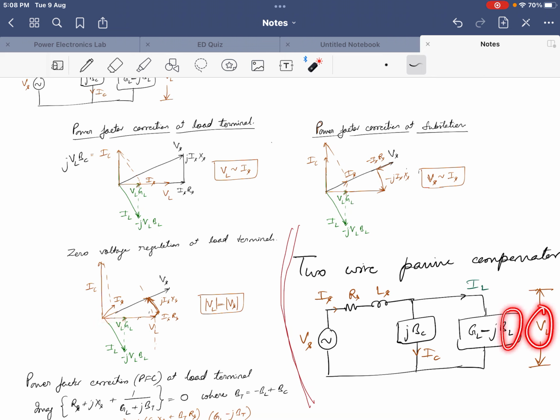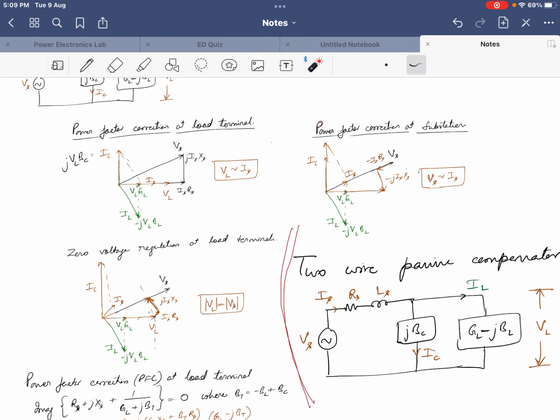Similarly, VL and B_L is multiplied with the minus of j, so we have a negative j axis. So what we have is positive X and negative j. And this admittance when multiplied with VL will give the value of IL. So the resultant is the IL current.